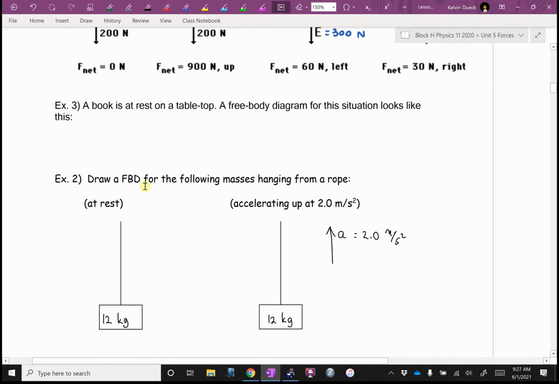Example 3. Now we're going to draw our own free body diagram from scratch. It says this. A book is at rest on a tabletop. You know what? All of your binders. A free body diagram for this situation looks like the following. Draw a little dot. That's the book. I'm going to be very meticulous. I'm going to try and teach you a specific order.